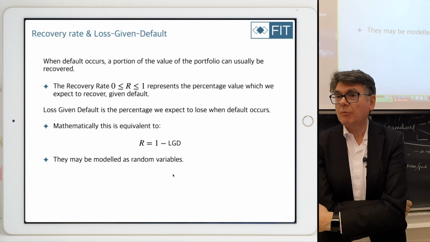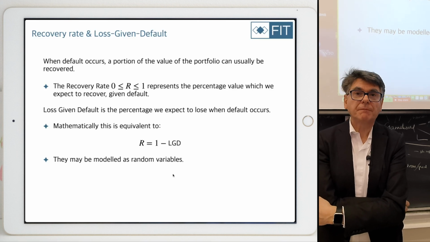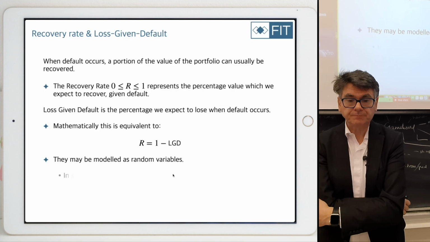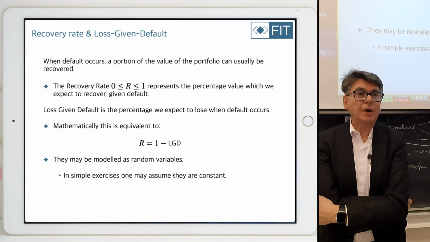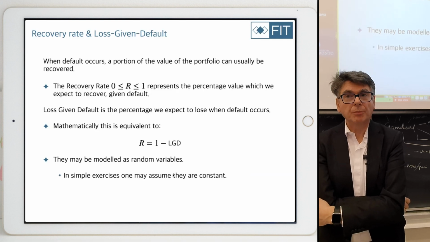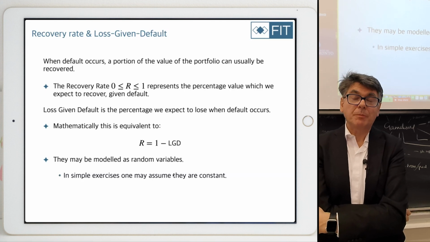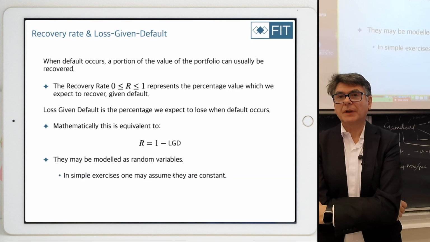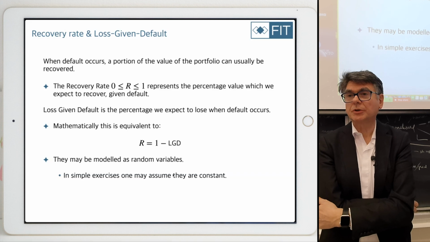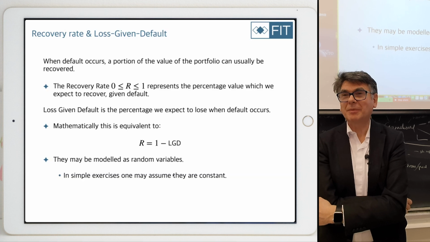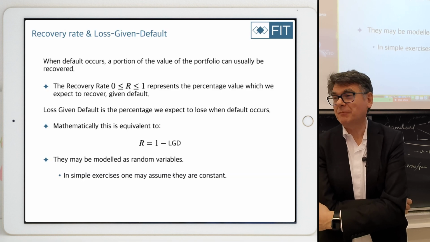You can assume them to be random. You can assume them to be fixed. This is part of your modeling assumptions. We're going to assume for the most part today that they're going to be constant, but at a beautiful, beautiful point of the lecture today, we will introduce the Merton model where the recovery rate will be given to us as a random variable, and we'll have to do nothing about that. It'll just be automatic. It'll be very, very nice.